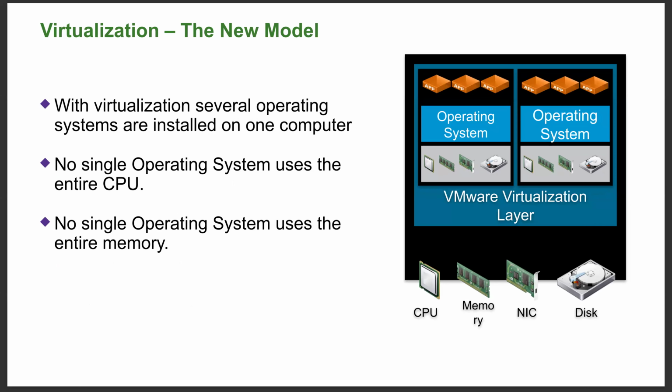So virtualization gets us to the point where we now have a single computer using multiple operating systems, and no single operating system is able to use the entire CPU resource. And also, no single operating system is able to use the entire memory resource. So the memory and the CPU and other resources of the computer are distributed across the various operating systems that are installed on the server.